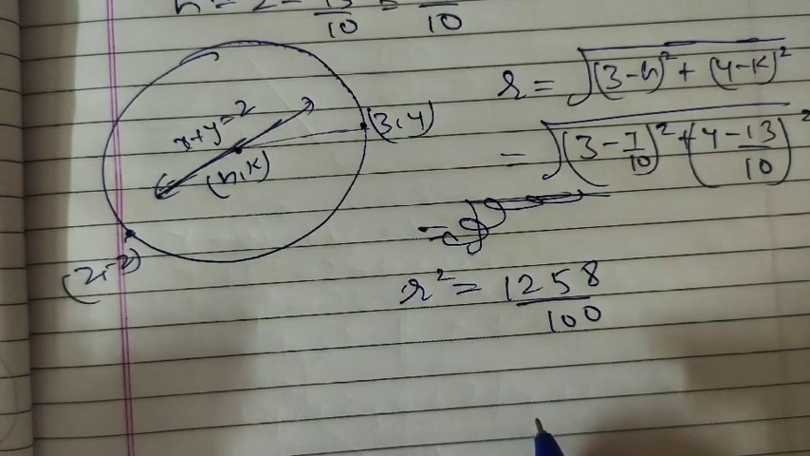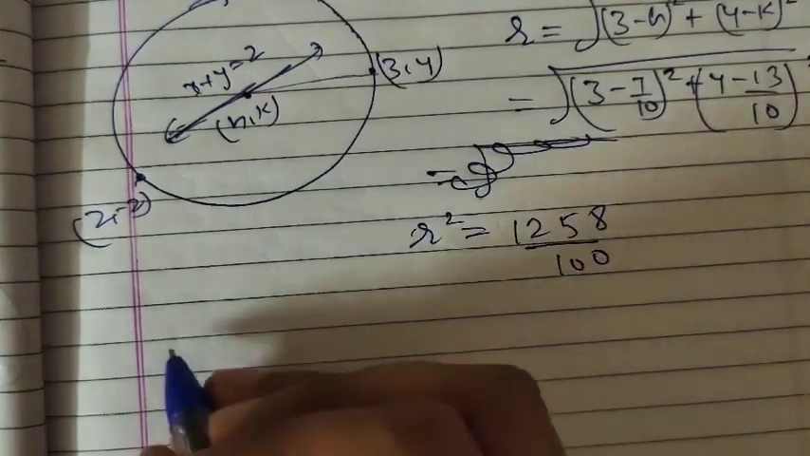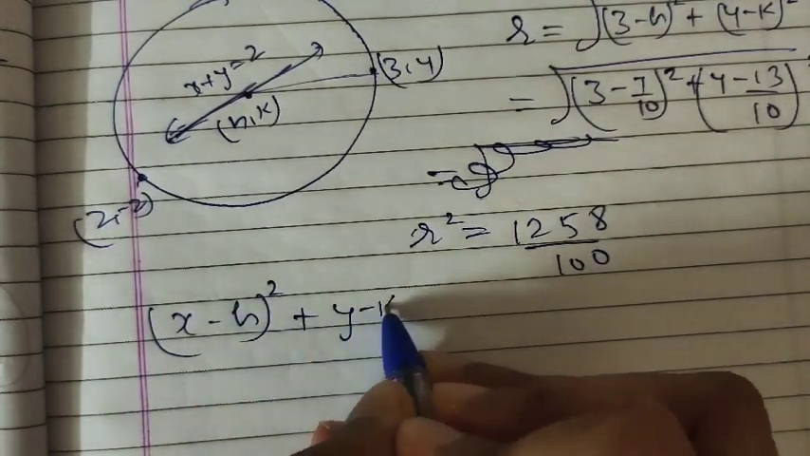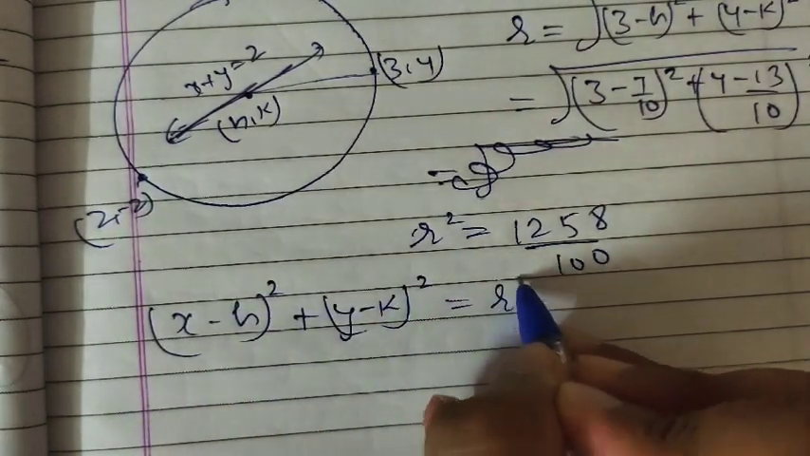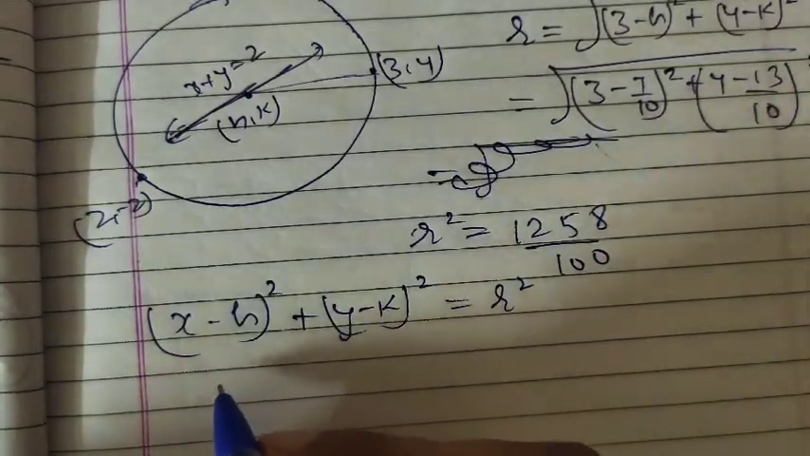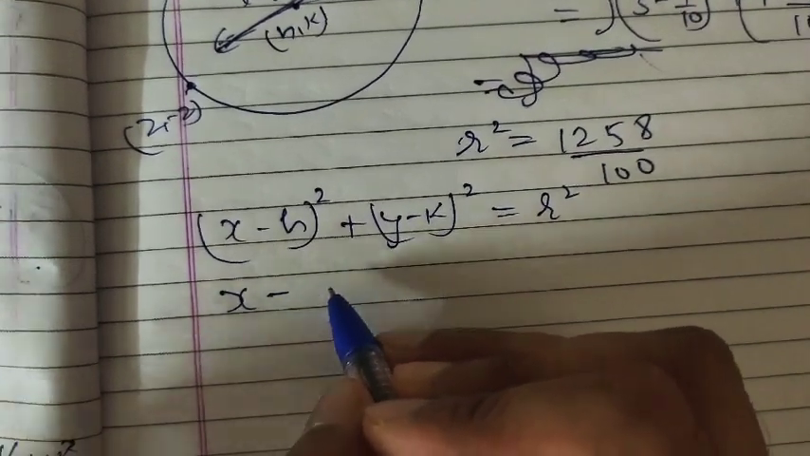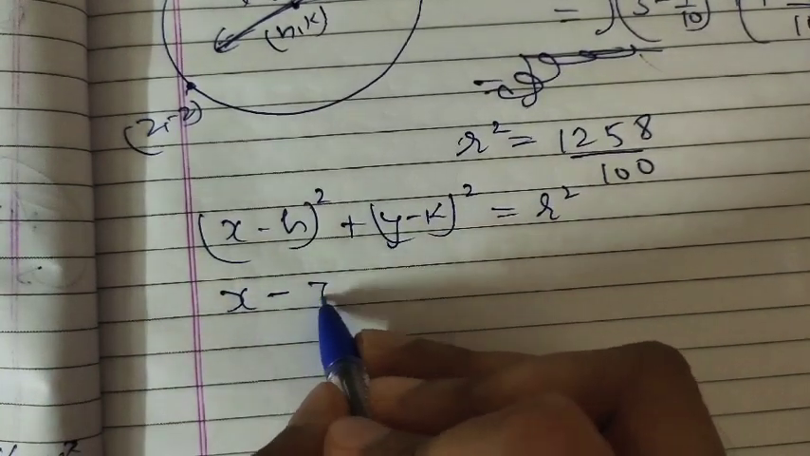So the equation of the circle we have to determine. The equation of the circle is (x - h)² + (y - k)² = r². Calculation part you have to do. So the x minus h value, we have got 7 by 10.